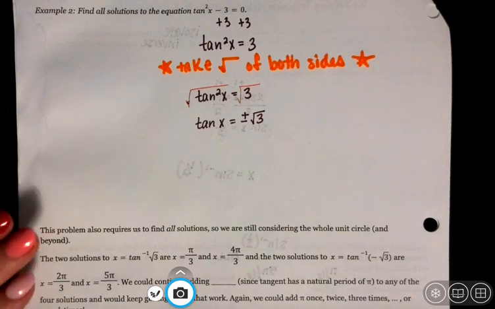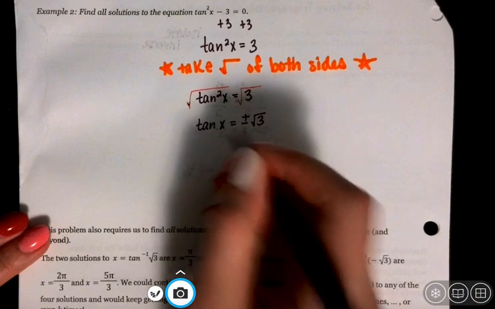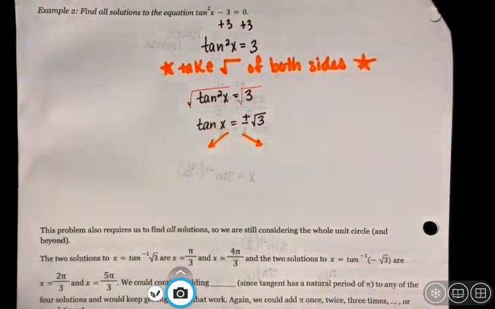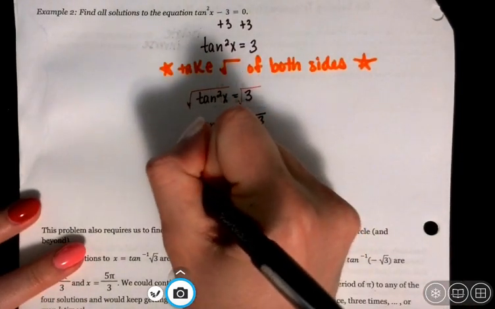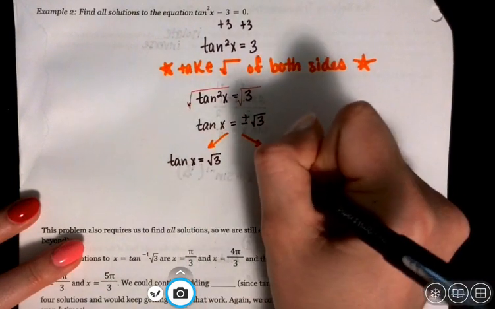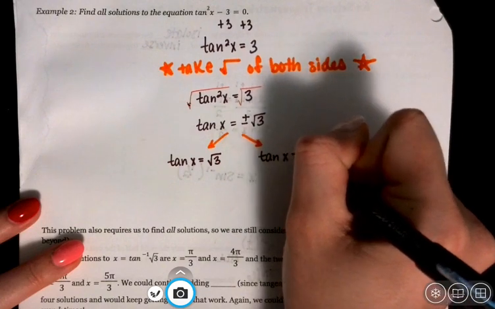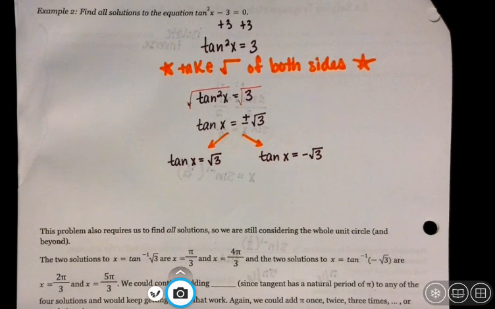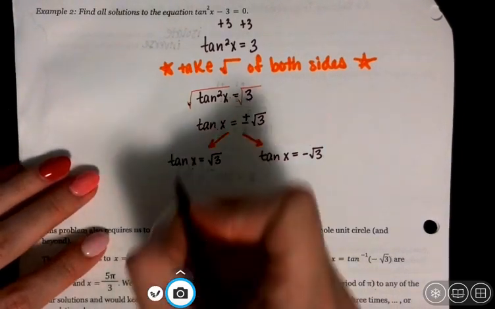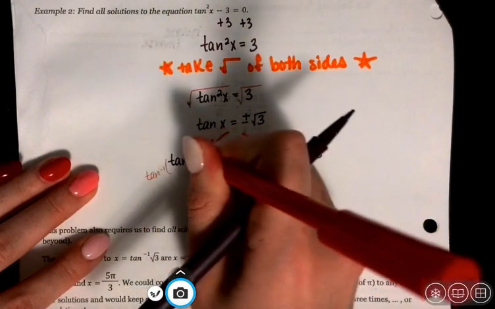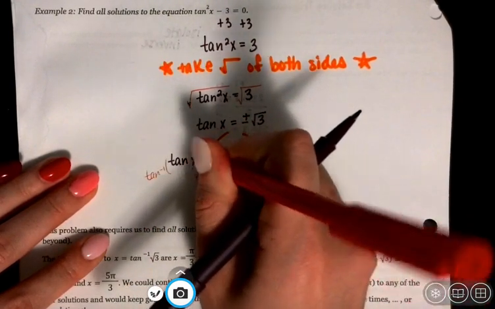So when we do this, now we have two answers. We need to split this into two separate problems. So I'm going to rewrite on the left, tangent of x equals positive square root of 3. And on the right, I'm going to write tangent of x equals negative square root of 3. And I need to solve both of these so that I can include all of my solutions in the solution set. So to get rid of tangent, I have to take arctangent of both sides. So I'm going to do arctangent of the left and arctangent of the right.